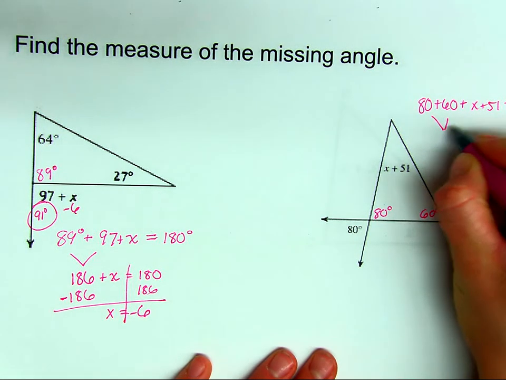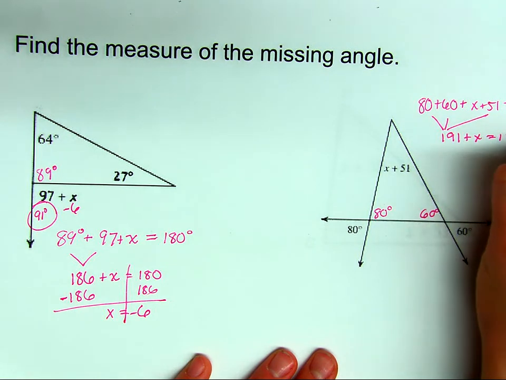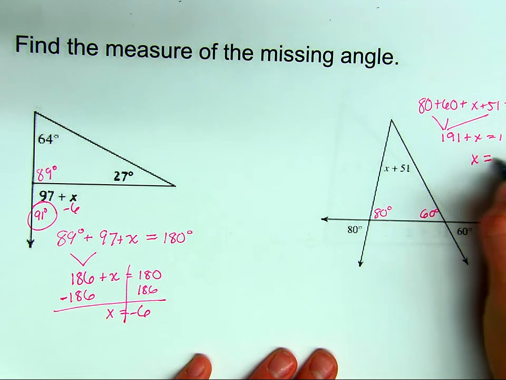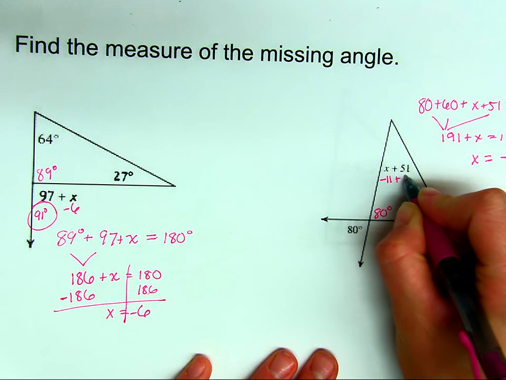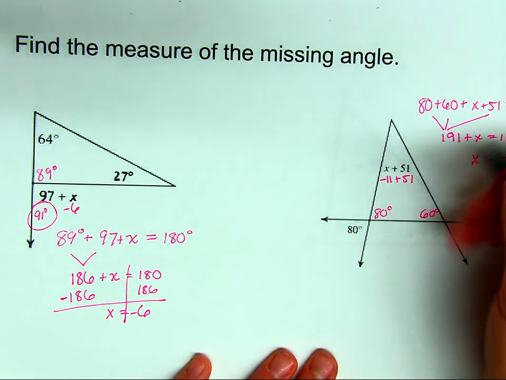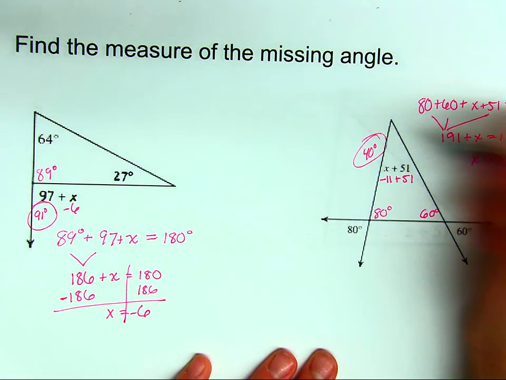So those three combine to be 191 plus x equals 180. So x is going to be -11. So -11 plus 51 gives me 40 degrees.